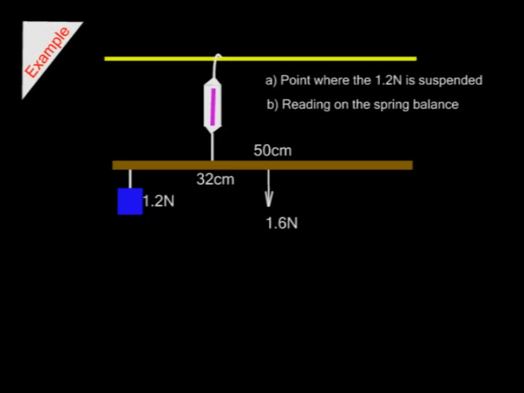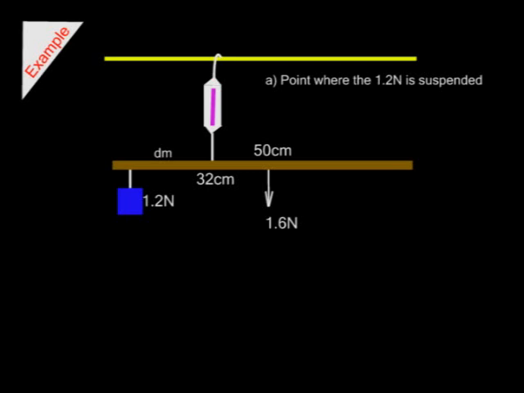Let's work that out. Now for A, since the meter rule is uniform, its weight is acting through its center, that is the center of gravity, the 50 centimeter mark. Taking moments about the 32 centimeter mark and letting the 1.2 newton weight be d meters from the 32 centimeter mark, anti-clockwise moments is equal to clockwise moments. We know that from the principle of moments.